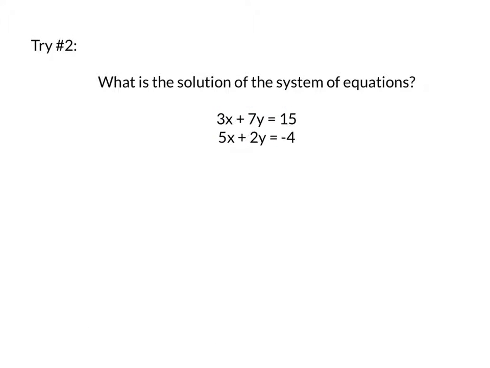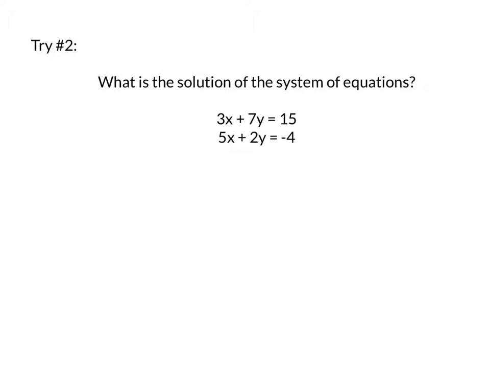An example, or try 2. Again, we're using equivalent systems, so let's think about what we want to eliminate. Remember, if we wanted to eliminate the x's, 3 and 5, a common multiple would be 15, so I would need to make one of them a positive 15 and the other one a negative 15. With the y's, if I wanted to eliminate the y's, that means the common multiple would be 14. So one would have to be positive 14 and the other one would be negative 14.